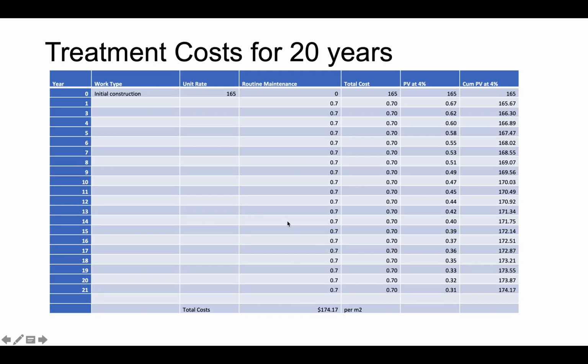This is the cost for the next 20 years if we choose that option, which comes down to around $175 per square meter.